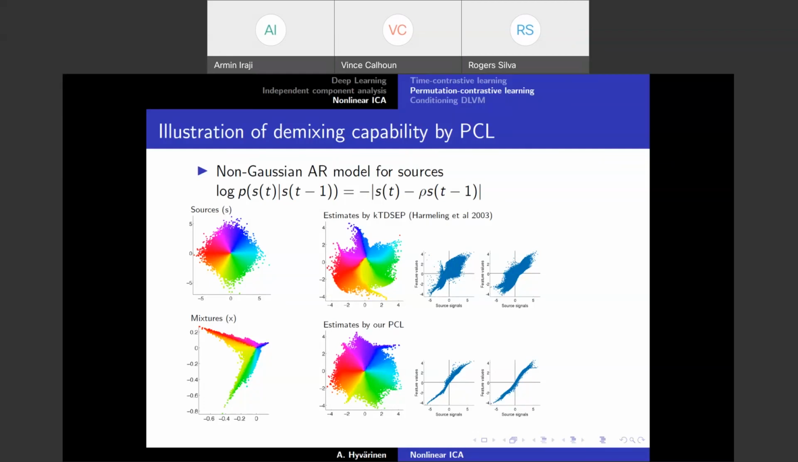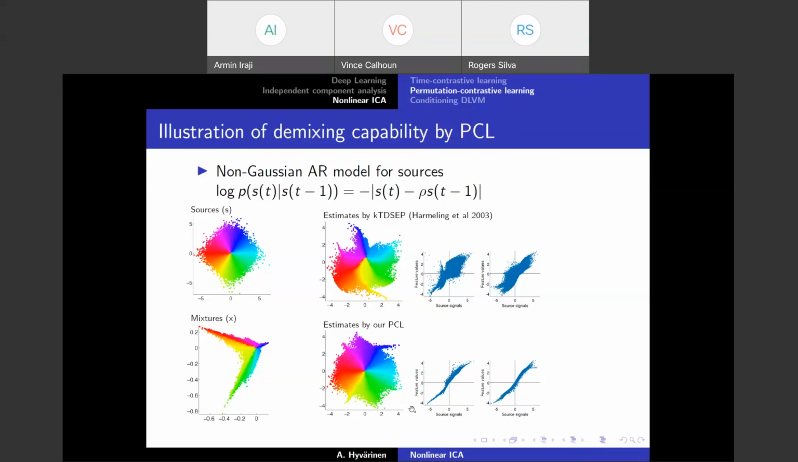But in fact, this data comes from non-Gaussian autoregressive models where we have Laplacian innovations as shown above. And we have the mixtures on the bottom left, just the same mixtures as earlier. But now we use the temporal structure and the theory of PCL, and what we get is on the bottom right-hand side. So you see that this colored figure is a rather good reconstruction of the original sources with just some estimation errors, possibly local minima or whatever.